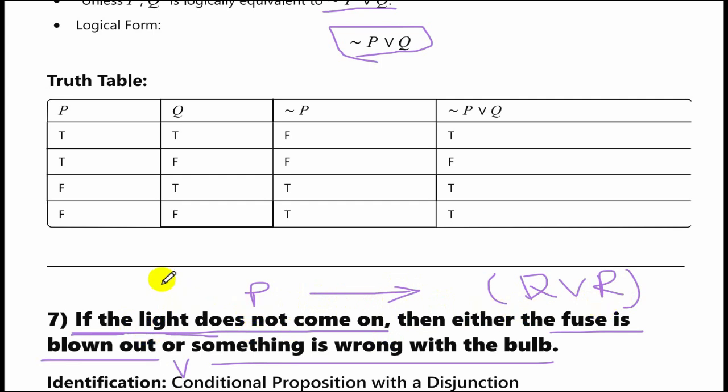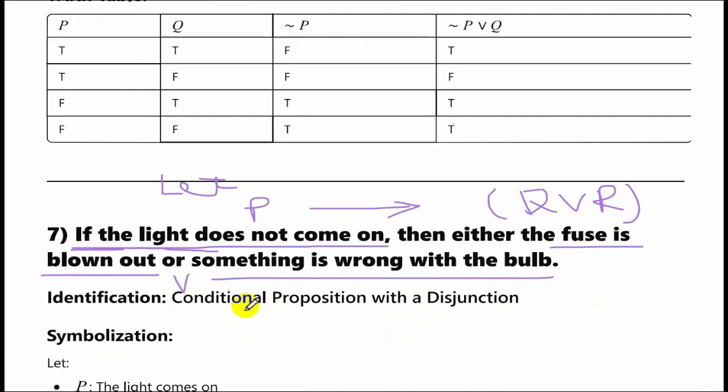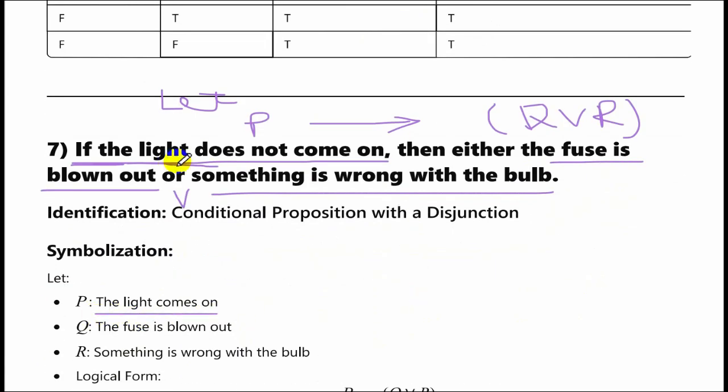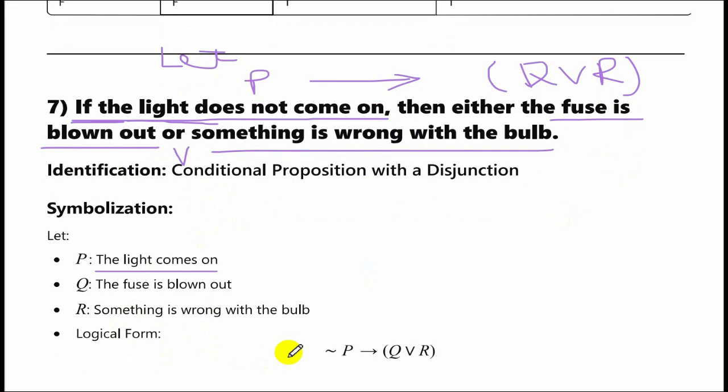The light comes on is P. So we don't say light does not come on. We say light comes on, the fuse is blown out is Q, something is wrong with the bulb is R. PQR. And the logical form is, because we have stated here the light comes on, so we have to negate this. Light does not come on, then it implies that Q or R. This is a logical form.